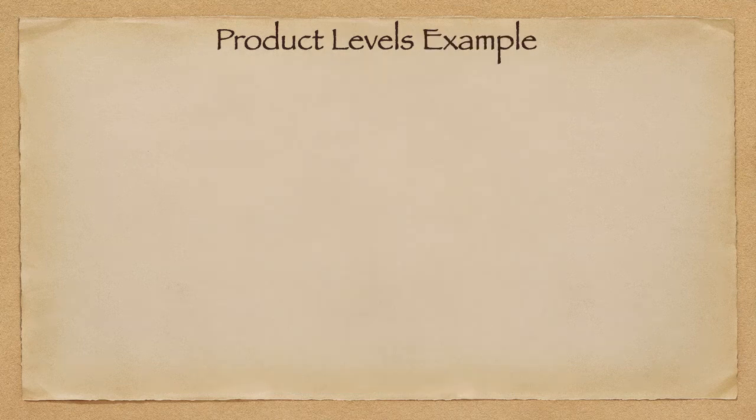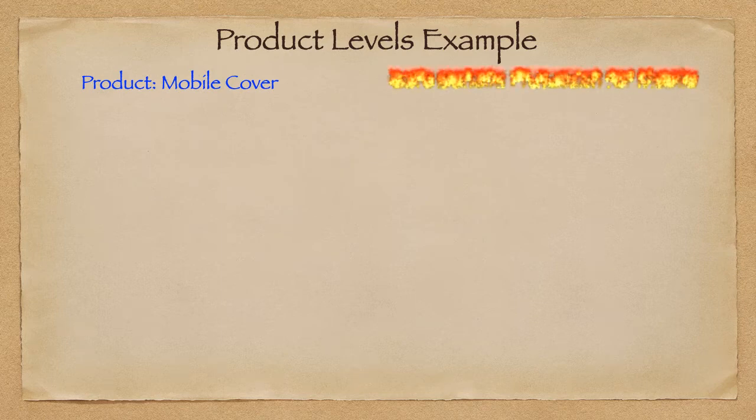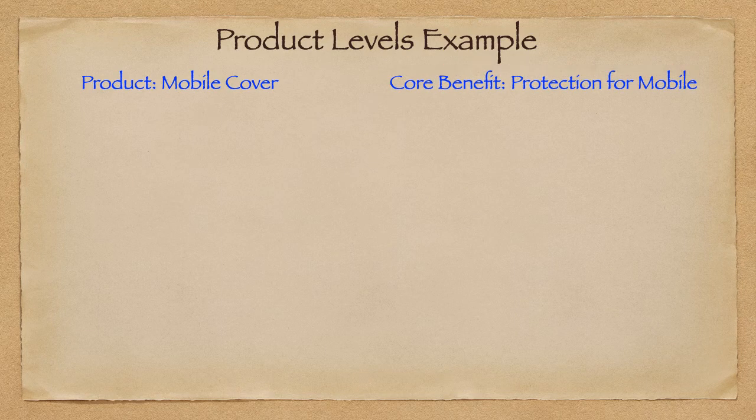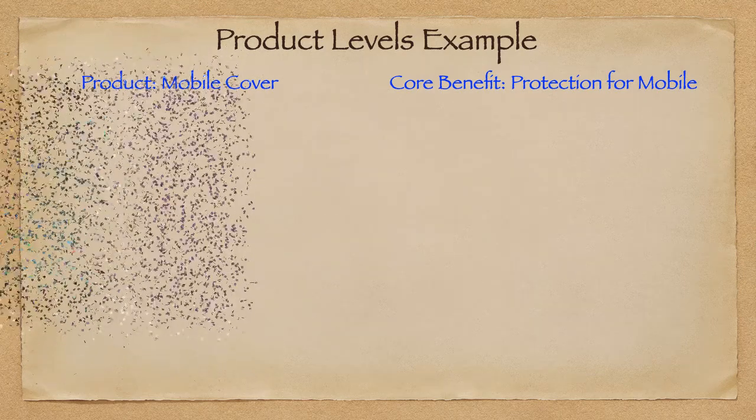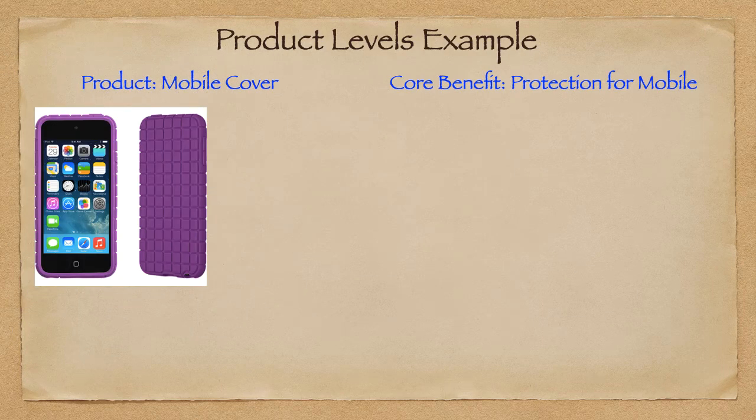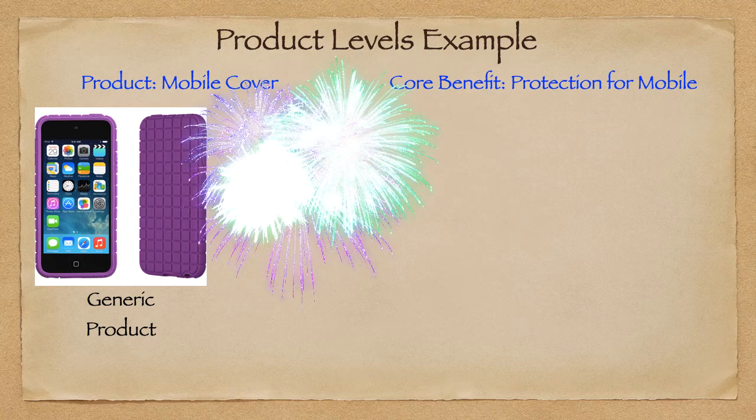Let's take a simple example to understand these product levels. In the example, we are taking mobile cover as the product, and what is the core benefit of a mobile cover? Protection for the mobile. So here you are seeing in this picture right hand side, a mobile cover. It's called a generic product which provides protection to the mobile.